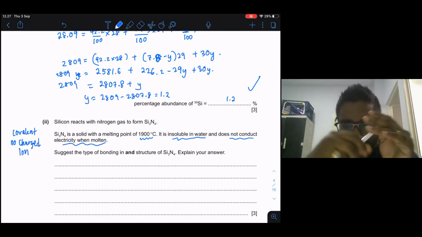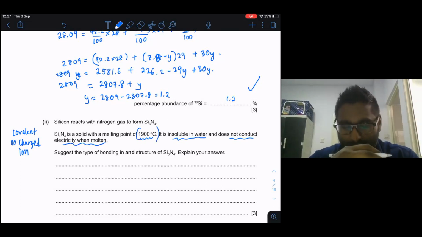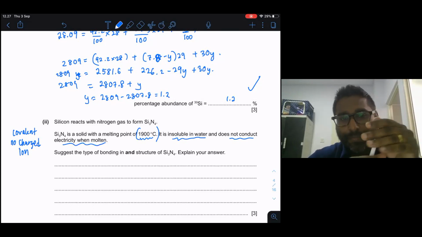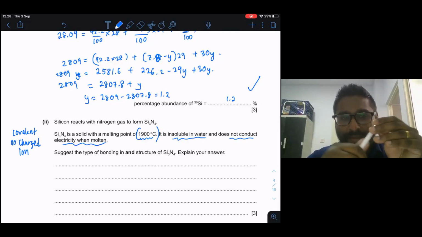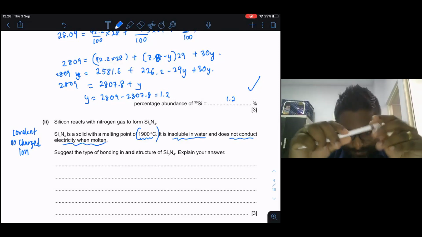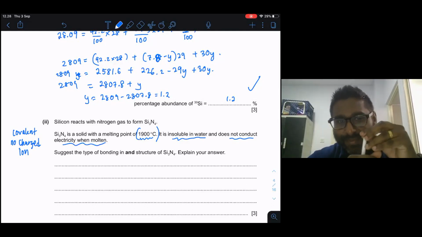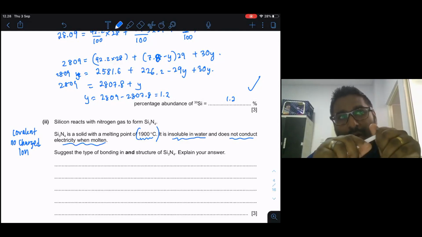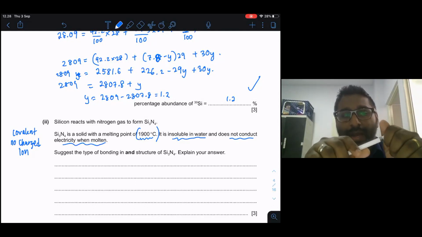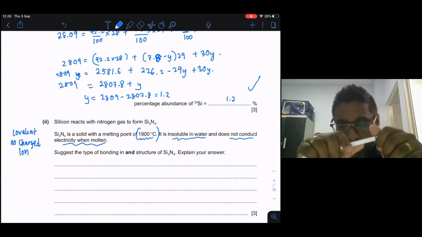What else can you actually identify over here? What can you say about 1900 degrees Celsius? Is 1900 degrees Celsius as a melting point high or low? It's high. So its melting point is very high. It means you want to melt the solid to become liquid, you need to heat it up to 1900. So the temperature is quite high to melt the solid.